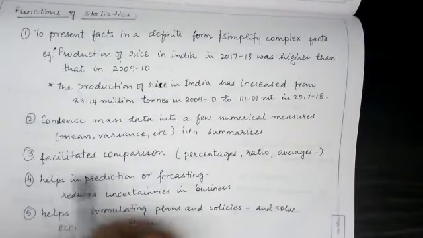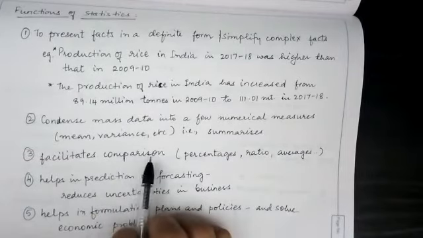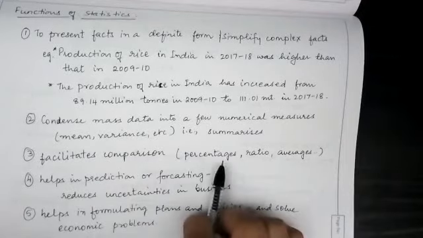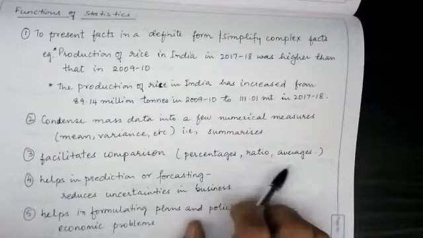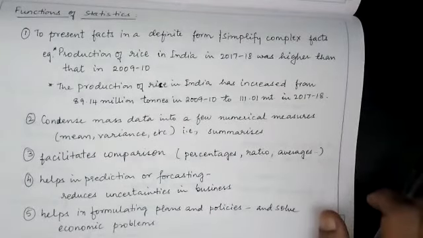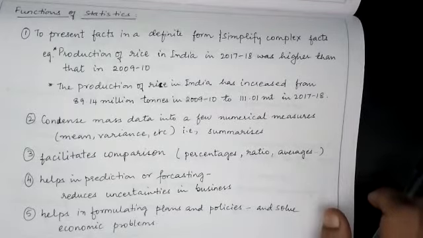Third, that it facilitates comparison. What are the various tools for comparison of data? Percentages, ratio, averages. When you talk about percentage of marks in one subject when compared to the other, you find it becomes very easy rather than when you talk in terms of marks.